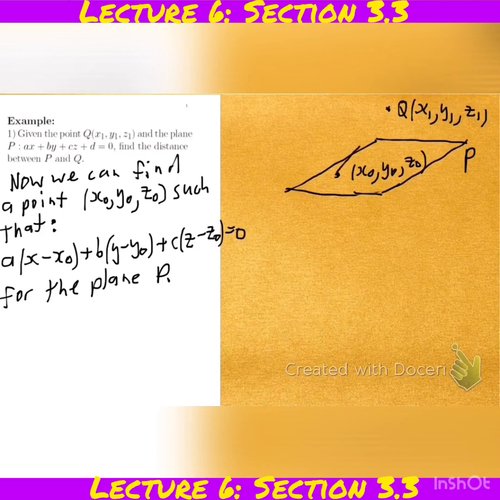So let's look at this vector here, the vector with initial starting point x0, y0, z0, and end point x1, y1, z1. Now what we also have is this normal vector here, and the normal vector is the vector A, B, C. This is from the equation of a plane. Now I want to find the distance between this point here, the point Q, and the plane P.